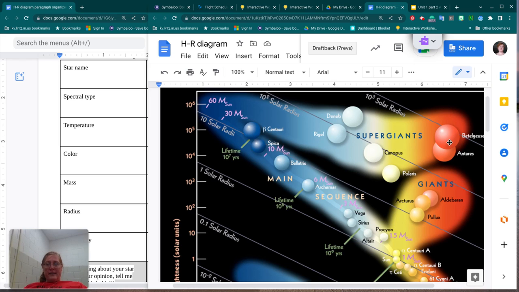Okay, radius. The radius lines are the ones that go on the diagonal, like so. For the radius of Betelgeuse, it is touching 10 to the third. That's a 1 with 3 zeros. That's 1,000. It is not quite 1,000, or it goes right through the middle.